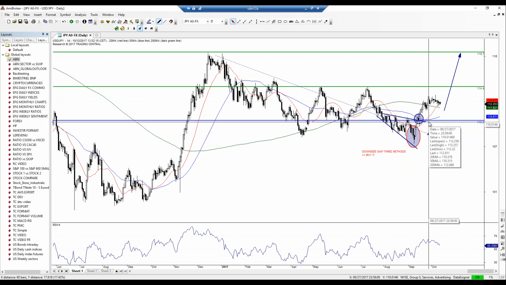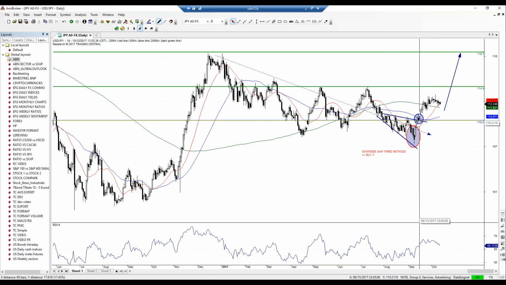That's why it's very important to combine tools, to combine patterns and Japanese candlesticks to fine-tune timing on markets, and it will help you to be more confident in the direction of the trend. So, for example, thanks to the breakout of the pattern, it was a very interesting buying point on the Japanese yen.